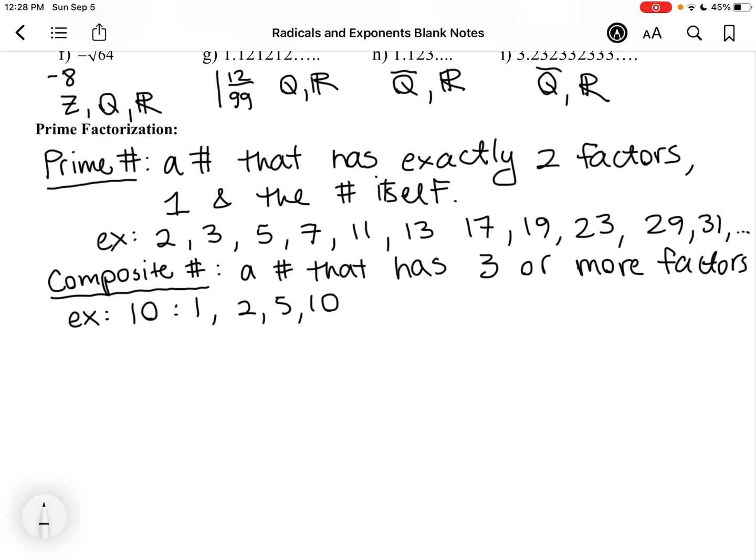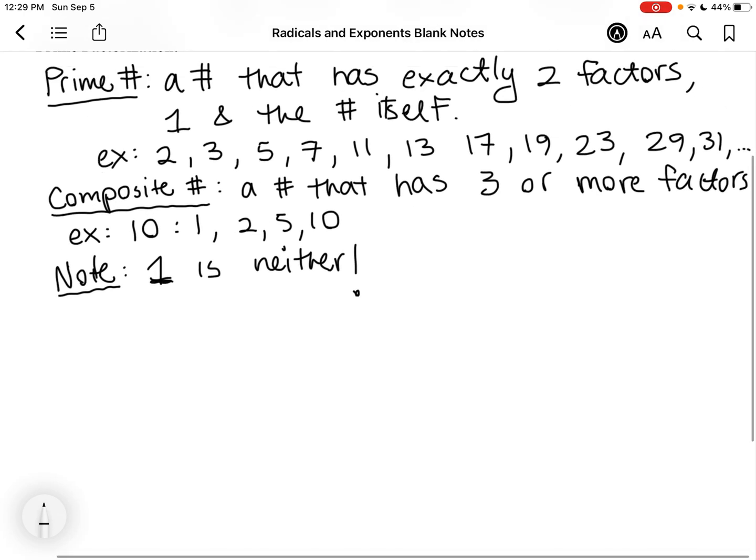Now, one thing that's interesting is that the number 1 is neither. It's neither prime nor composite. And that's because it doesn't fit either definition. A prime number has to have exactly 2 factors. Well, 1 only has 1 factor, and a composite number has to have 3 or more factors, and of course, 1 only has 1 factor. So 1 is sort of in a category of itself.